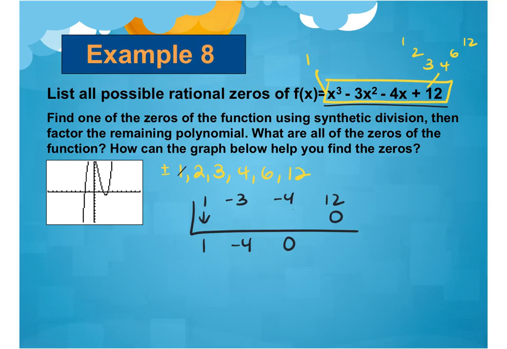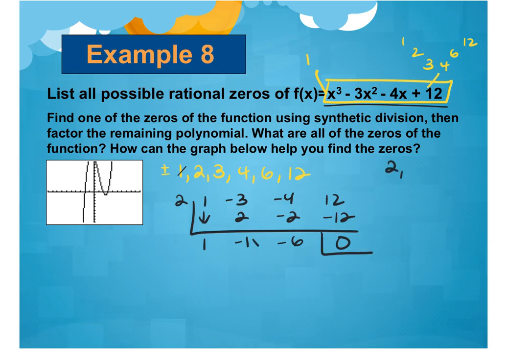So I go to the next one. I'm going to try positive 2. Bring down the 1, multiply it, put it in the next column, add it, multiply it, put it in the next column, add it, multiply it, put it in the next column, and I've got my remainder of 0. So positive 2 is one of the zeros.